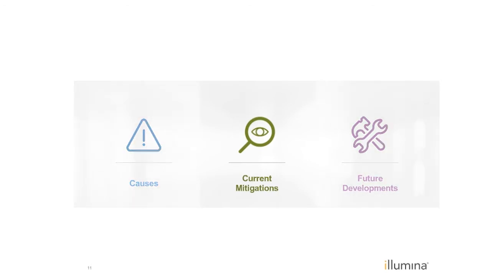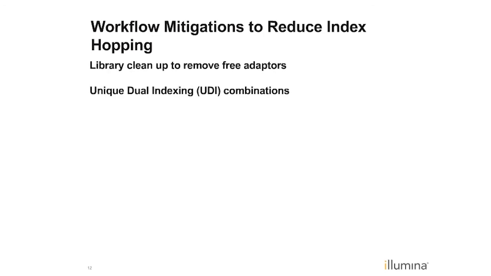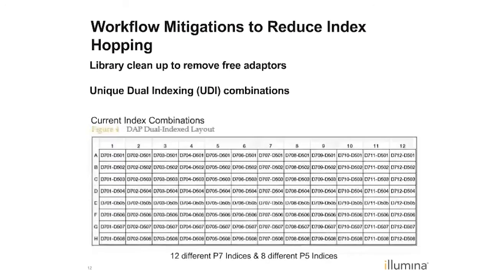And so when I move on to current mitigations that we're working on, one of the most important things that I've already mentioned is to clean up free adapters. That is by far, as I've mentioned, one of the biggest drivers. And then using unique dual indexing combinations. And I want to get into a little bit of detail exactly what I mean by unique dual indexing, because many of you are probably using dual indexing, but unique dual indexing is a special combination of dual indexes, and we'll talk about that here.